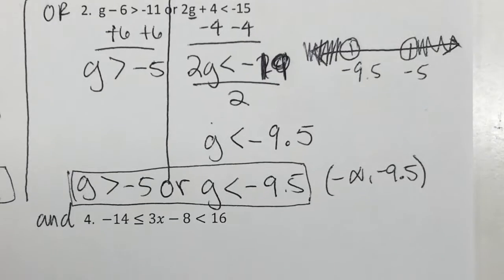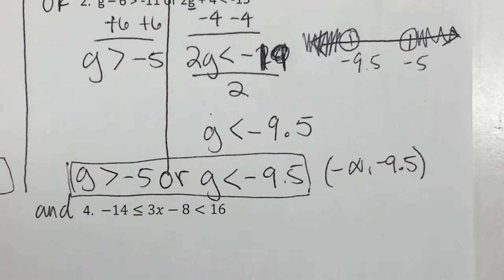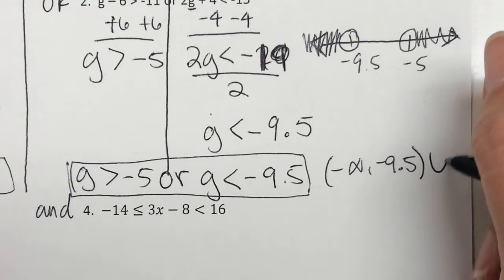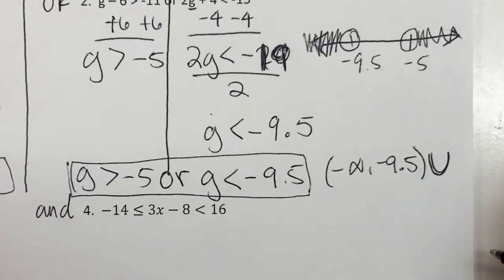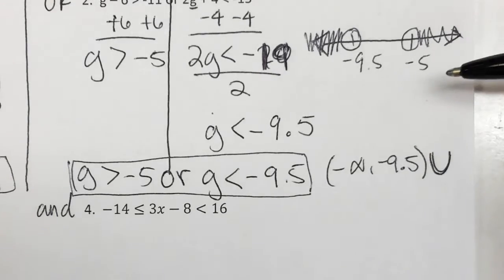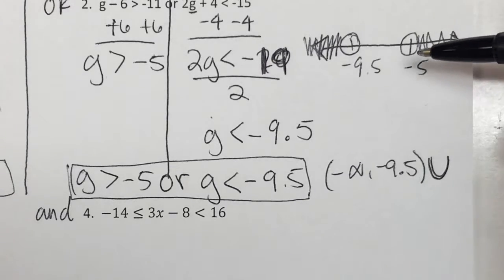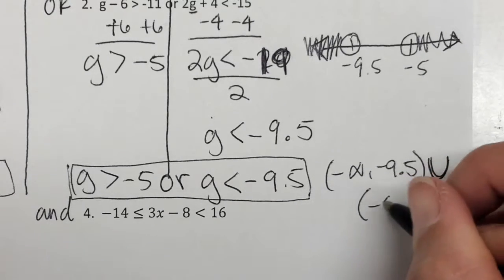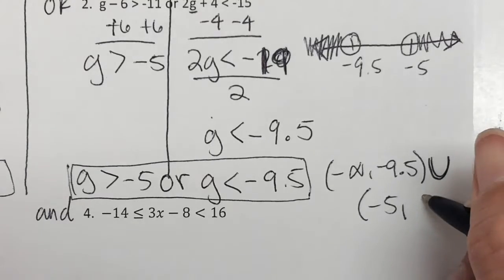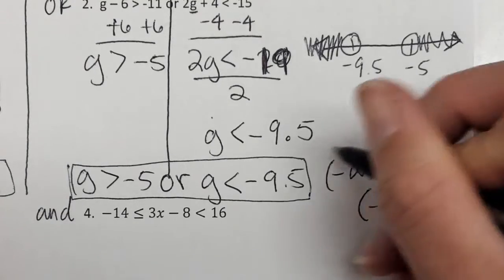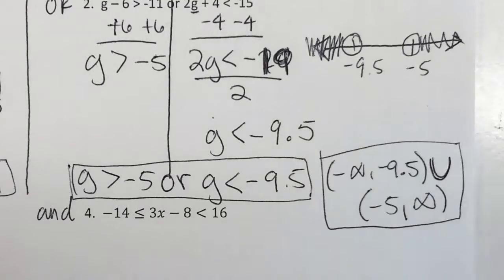Alright, now here's where we use our symbols that we were talking about. So what is the symbol for OR? It's a U. So in between our interval notation, we'll put a U. And now we need to describe the other line. So where does it stop at on the left side? -5 and goes to? Very good. That's our interval notation for an OR statement.